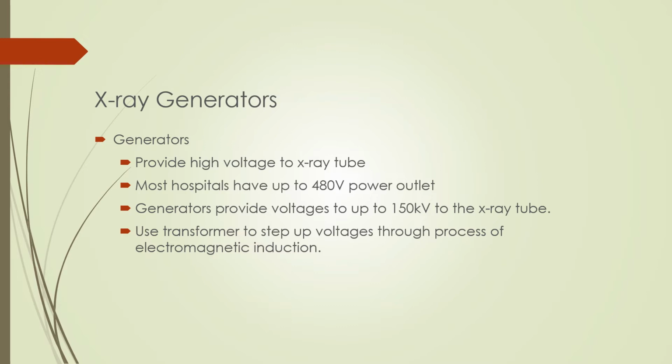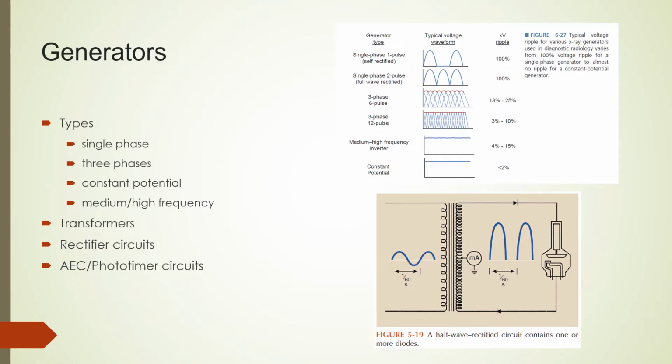A transformer is a device that steps up or down an alternating voltage. X-ray generators consist of several transformers. For an X-ray tube, a transformer is used to step up any voltage coming out of the wall outlet to a high voltage of up to 150 kilovolts. On the next slides, we shall talk about the types of generators as well as different transformers. There are different types of generators used in X-ray tubes. Some older X-ray tubes may have three-phase generators. Modern X-ray tubes will most commonly have high-frequency generators.